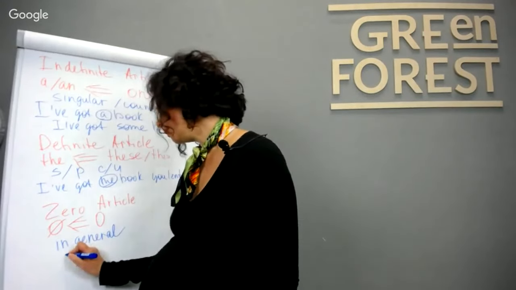Also, we use the zero article when we talk about general things like abstract nouns, let's say, like all you need is love. Love is an abstract noun. Or money can't bring you happiness. Money is an abstract noun.